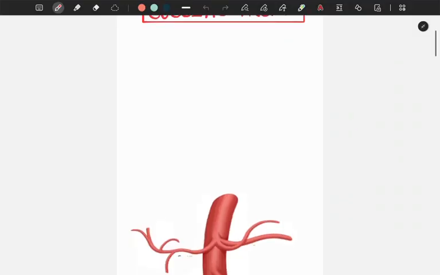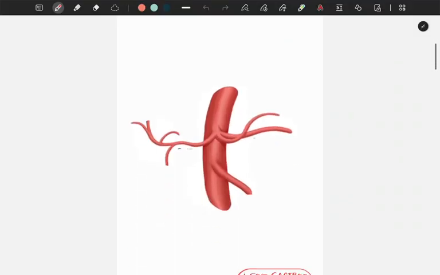The big picture. So what exactly is the celiac trunk? Also known as the celiac artery, it is the first major anterior branch of the abdominal aorta. It originates just below the diaphragm, at the level of the T12 to L1 vertebrae. Think of it as the main highway exit for blood heading to the foregut organs. That's embryological speak for the upper digestive tract and associated structures.